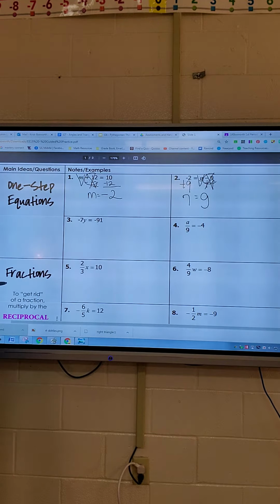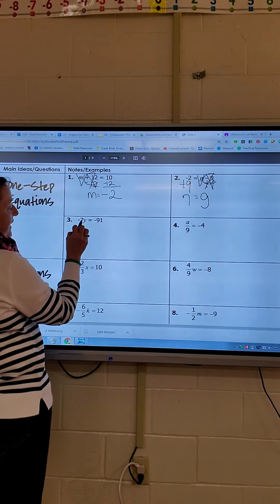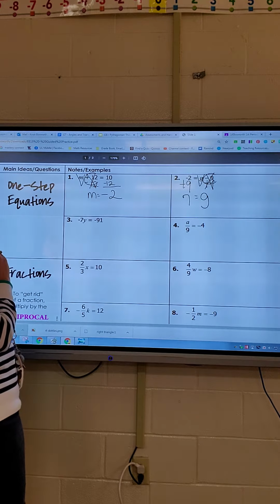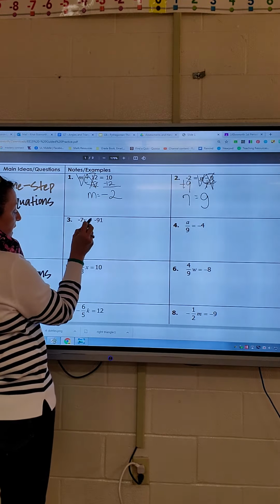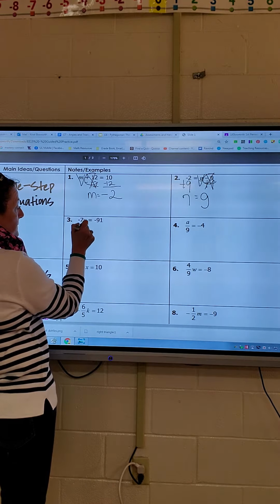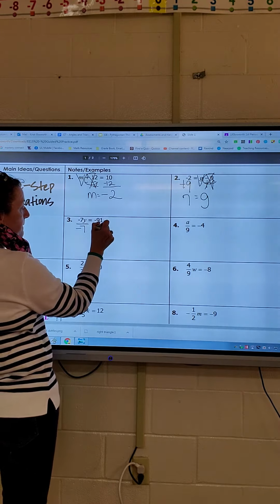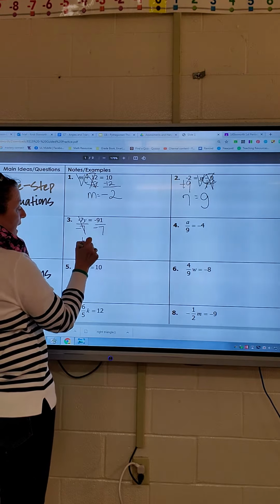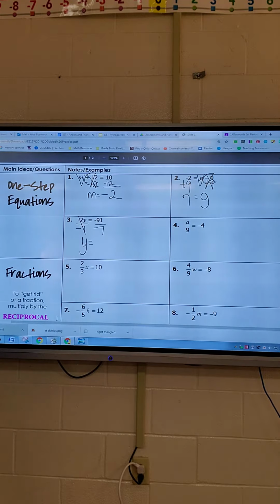Number 3, where's my expression, right or left? It's on the left. And what operation is going on right here? Multiplication. So now we are going to divide both sides by a negative 7. And y equals, and you're going to put in your calculator negative 91 divided by a negative 7. Negative 91 divided by negative 7 is a positive 13.